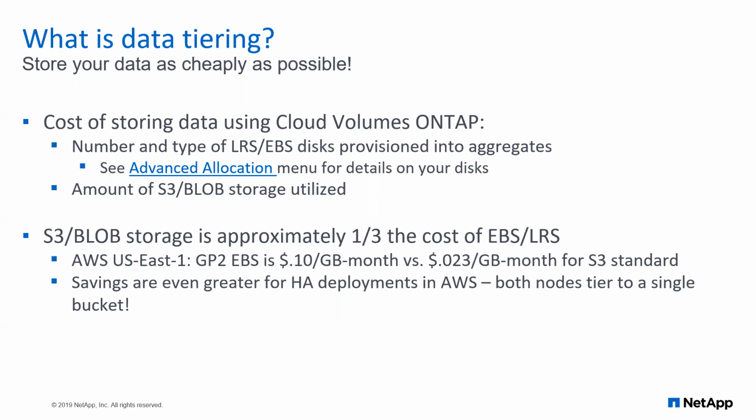The third element of the total cost of ownership is storage, of course, and that's where data tiering can save you money. The way you're charged for storage for Cloud Volumes ONTAP, it's really just two elements. First of all, the number and type of LRS or EBS disks that you have provisioned into aggregates. And by the way, if you're not sure how many LRS or EBS disks you have provisioned into aggregates, there's a specific menu for that in Cloud Manager called the Advanced Allocation menu. I'll be showing that to you during the demo.